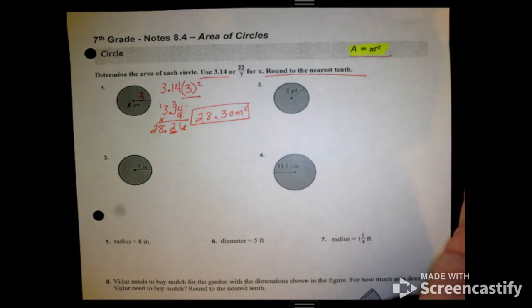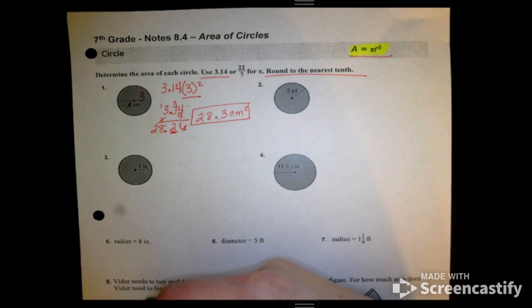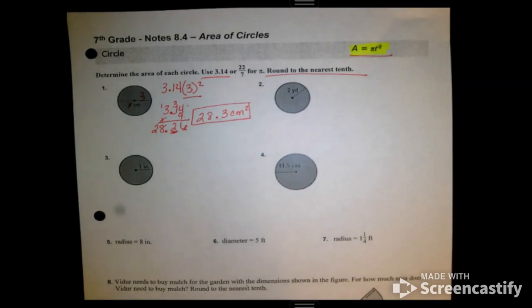If it's 4 or less, you let it rest. If it's 5 or more, you add 1 more. Now, Miss Ray said, if it's 5 or more, you let it soar. Something like that. But you can interpret that so differently. If it's 5 or more, you just add 1 more. All right. So 28.3 centimeters squared.